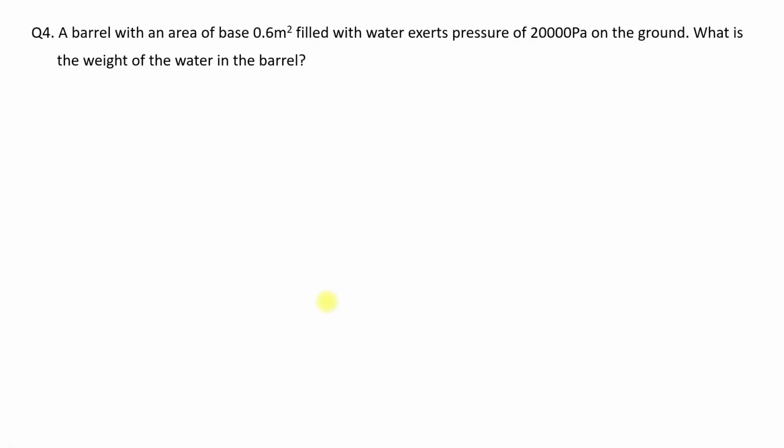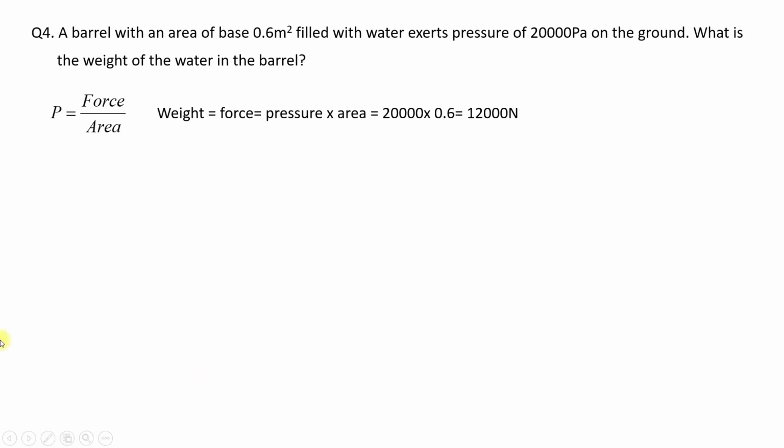The fourth question we have: a barrel with a base area of 0.6 meter square is filled with water and exerts a pressure of 20,000 pascals on the ground. What is the weight of the barrel altogether along with the water? Now pressure is force per area, and the weight of the barrel is also equal to force. So we have the formula pressure is equal to force over area.